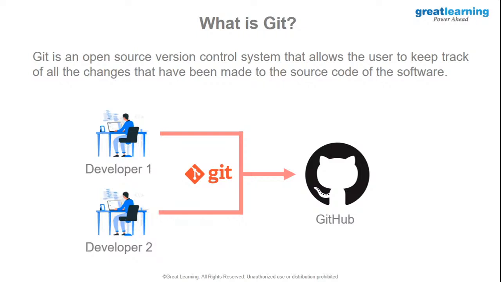Now from Git, it can go to any place. Like if you are working with a software development process, it can go for deployment. It can go to the building process, or it can be tested, and then it can go for deployment. All right, so this is what Git is.